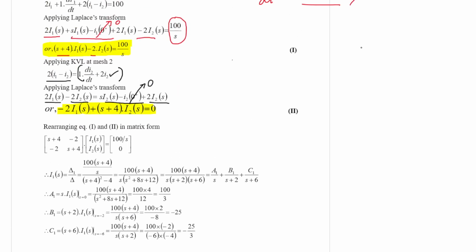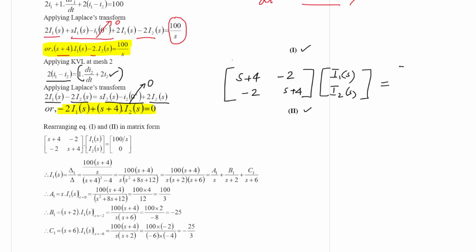So if you arrange equation 1 and this equation in matrix form, we should get the matrix [s plus 4, minus 2; minus 2, s plus 4] multiplied with [I1(s); I2(s)], and that should be equal to, in the first equation on the right hand side, 100 by s, and in the second equation on the right hand side we have 0, so we write 0. So these two equations are now represented in matrix form.